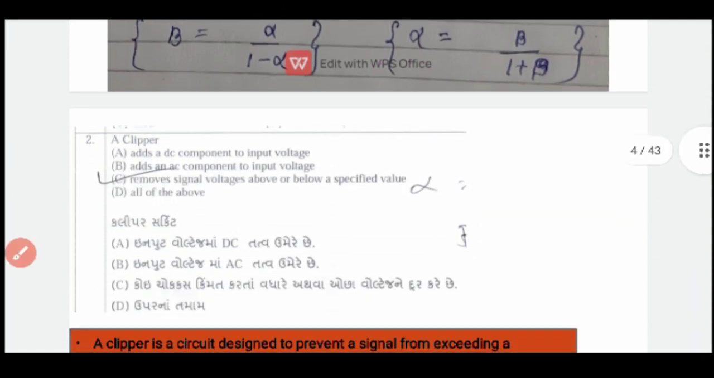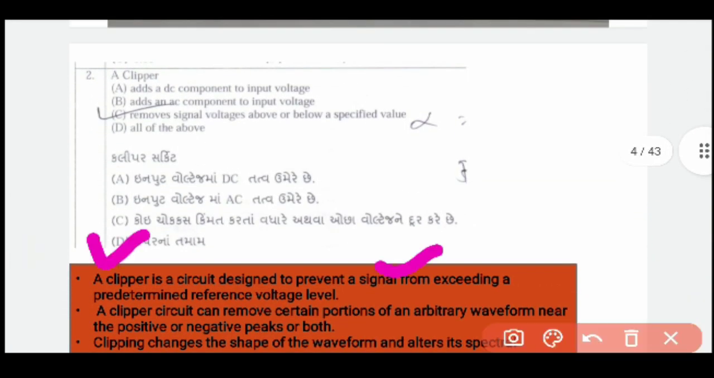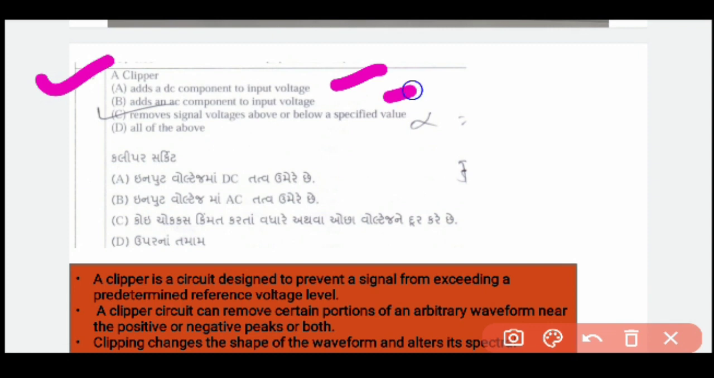Now the question number 2. A clipper: option A adds a DC component to input voltage, option B adds an AC component to input voltage, option C removes signal voltage above or below a specified value, and option D all of the above. Then the answer is option C, removes signal voltage above or below a specified value.